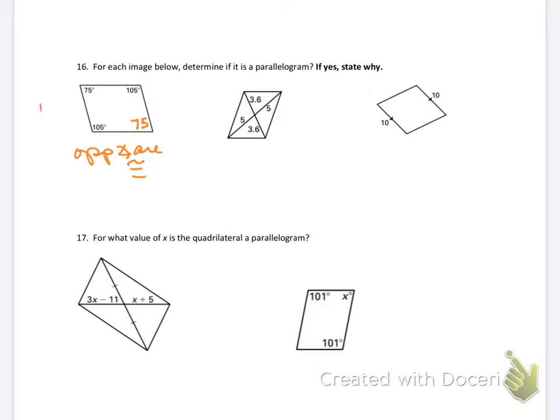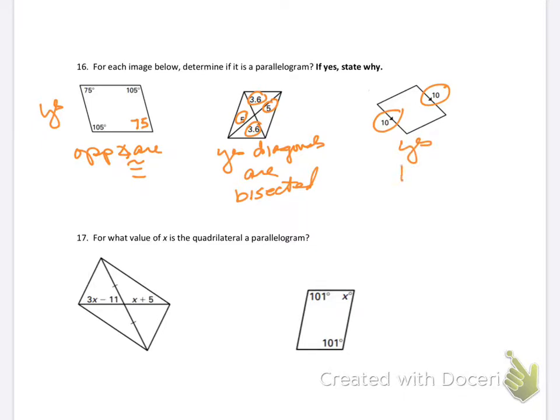I would say yes, so this is a yes. How come? Well, because I have bisected diagonals. So the diagonals are bisected. Okay, how about this next one? So I have a parallel and congruent. So I would say yes, because one pair of sides is parallel and congruent, and that will be enough to make that a parallelogram. So all of those answers were yes.